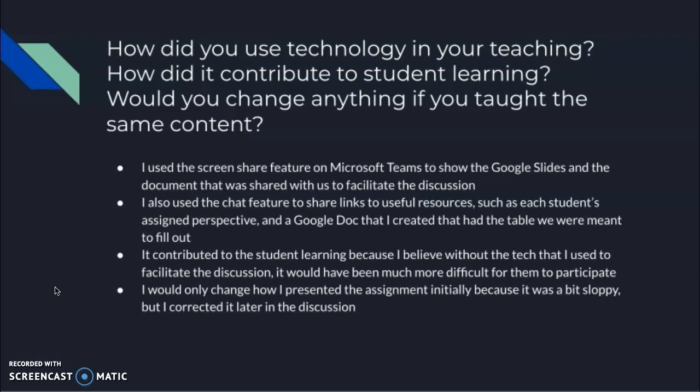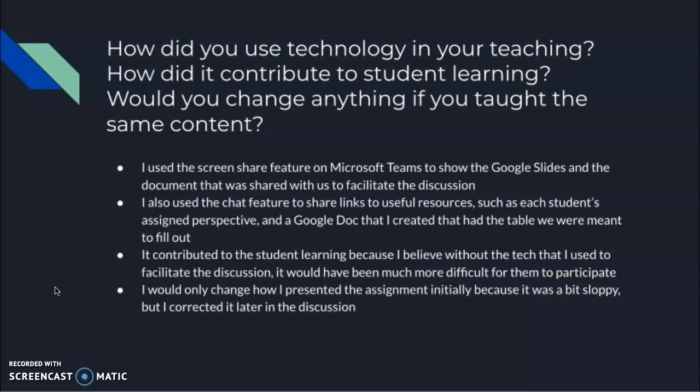As well as that, in the second bullet point, I say that I used the chat feature to share links. They had the link to the document as well, so they could follow along there, but I also shared it just to make sure that if there was any confusion as to where we were, they knew what was going on. And I also shared a Google Doc that I created, which helped us facilitate the discussion even better, because it allowed them to write down some information about their perspectives during the discussion.